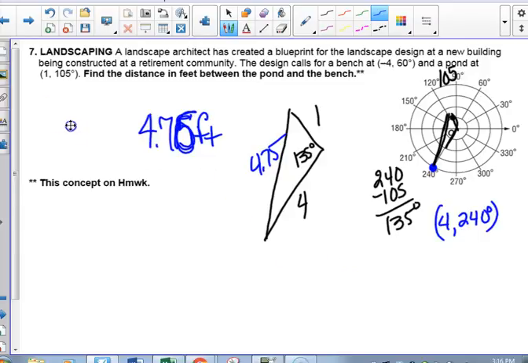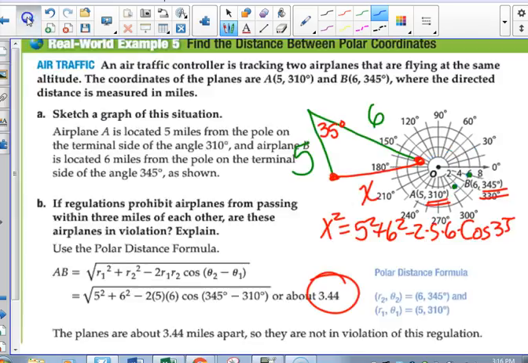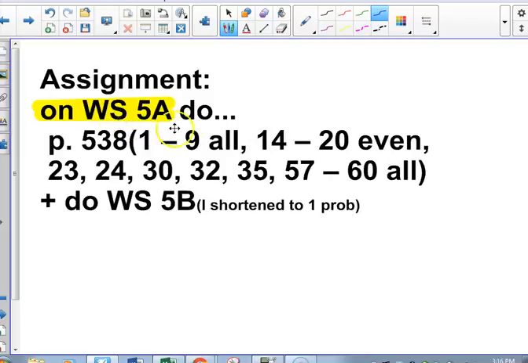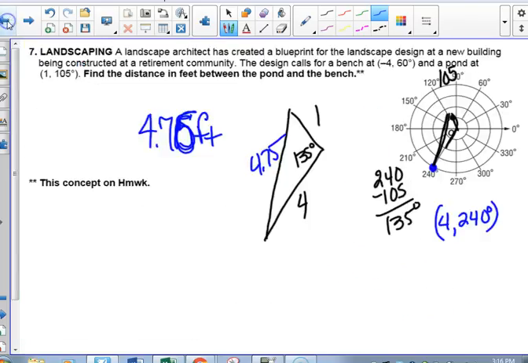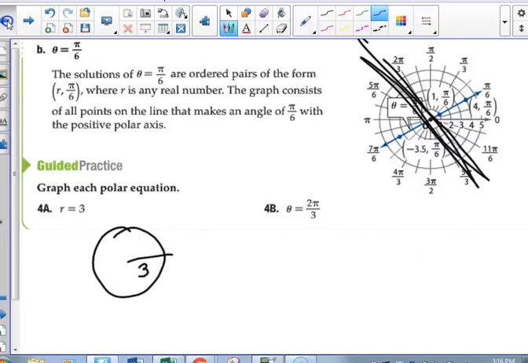Now, before we play with the calculator, one more thing. Right here. Remember, I said this at the beginning of the lesson. The assignment is actually on the 5A worksheet because you got polar graph paper there, all right? Now, go back to your calculator.